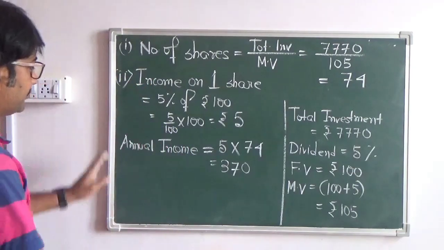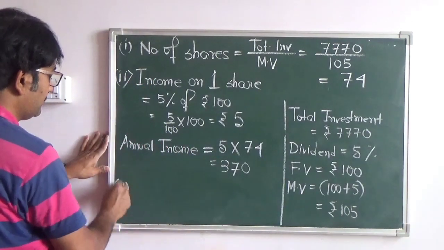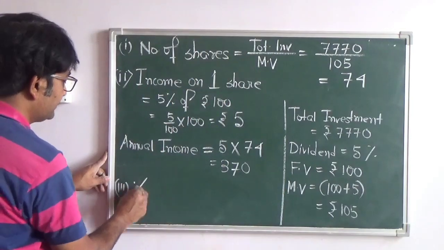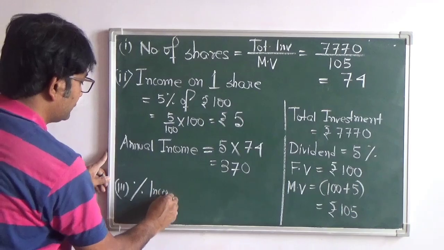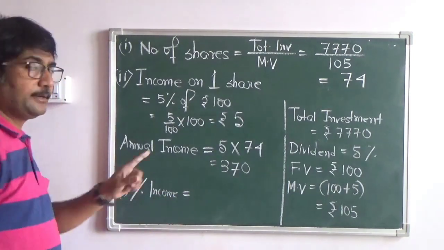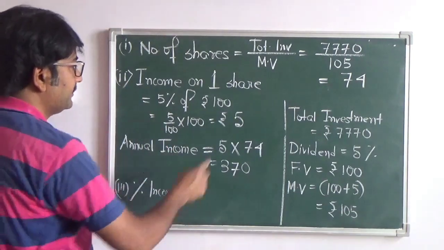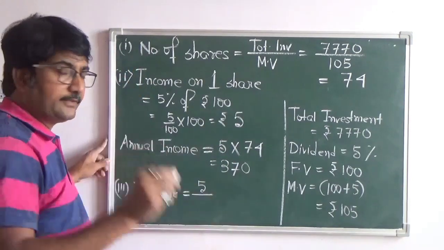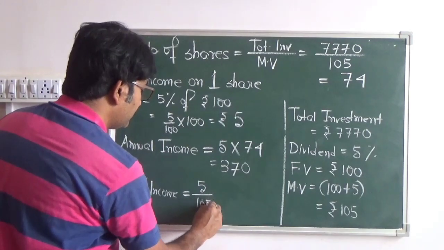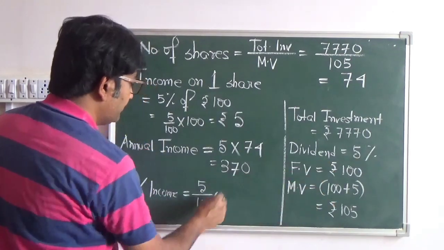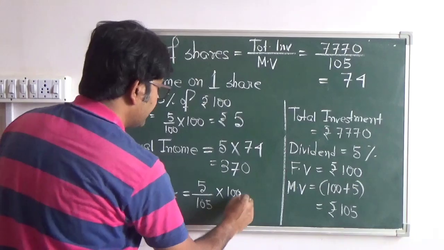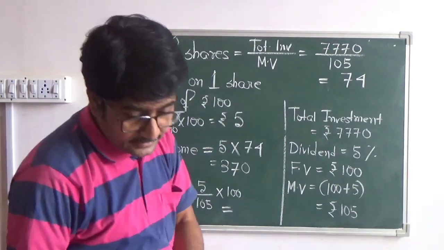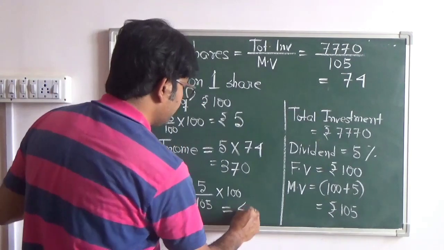Now the third part of this question is the percentage income. What is the percentage income? Income on one share is 5, divided by the market value 105, multiplied by 100. So it comes to 4.76.